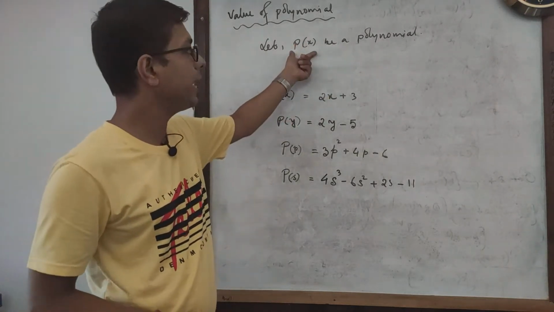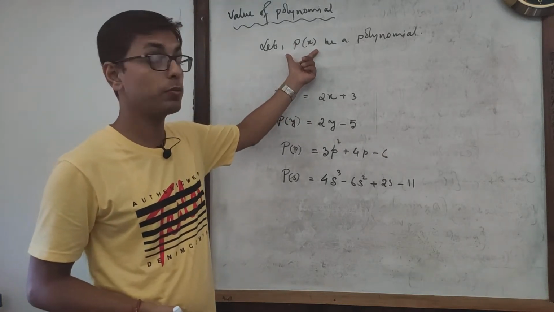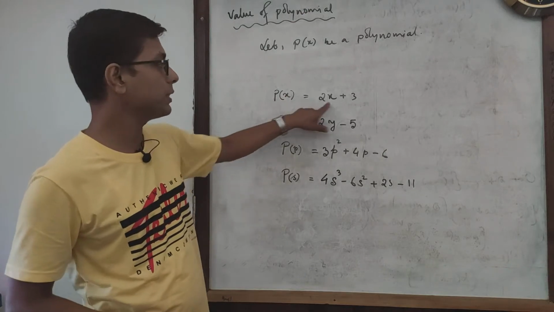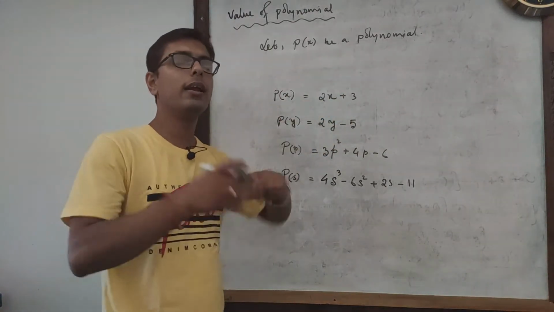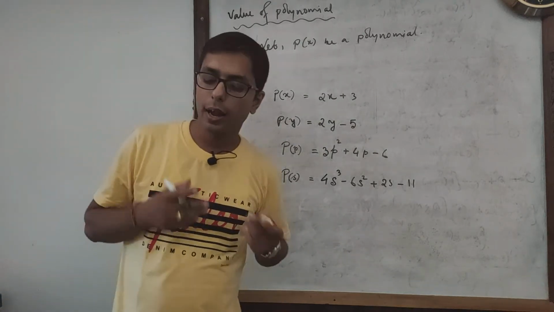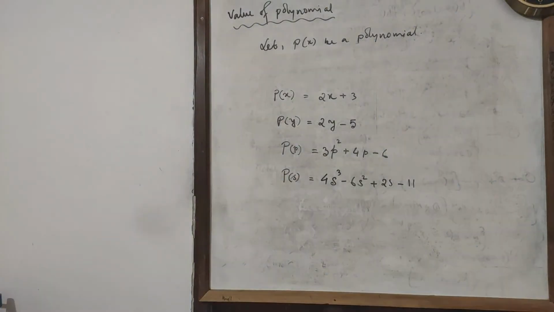Now by saying p(x), you will be able to know what the variable of this polynomial is. P(x) means x will be the variable, and it is not necessarily this polynomial. There are millions of polynomials, uncountable numbers of polynomials. So any polynomial it can be. All right, so hope you have understood up to this.